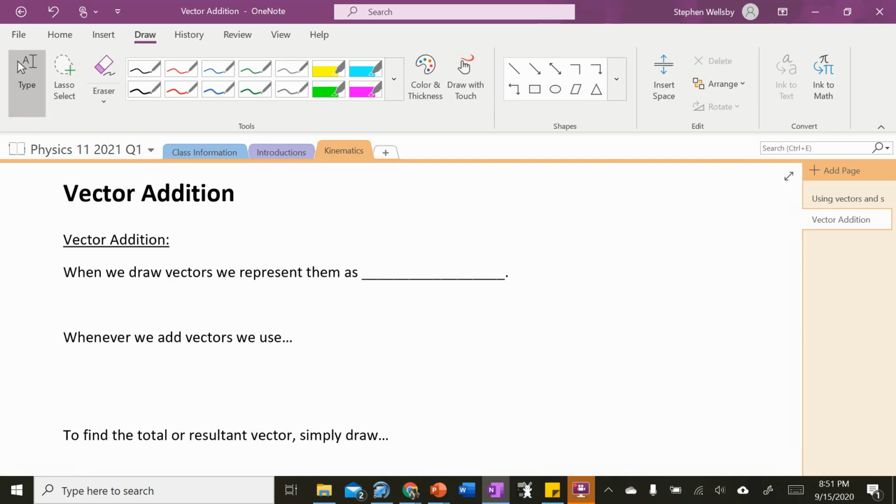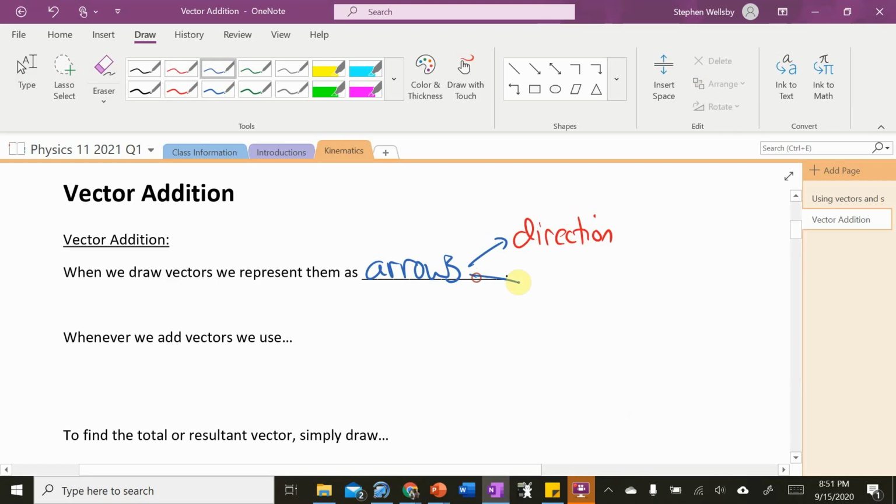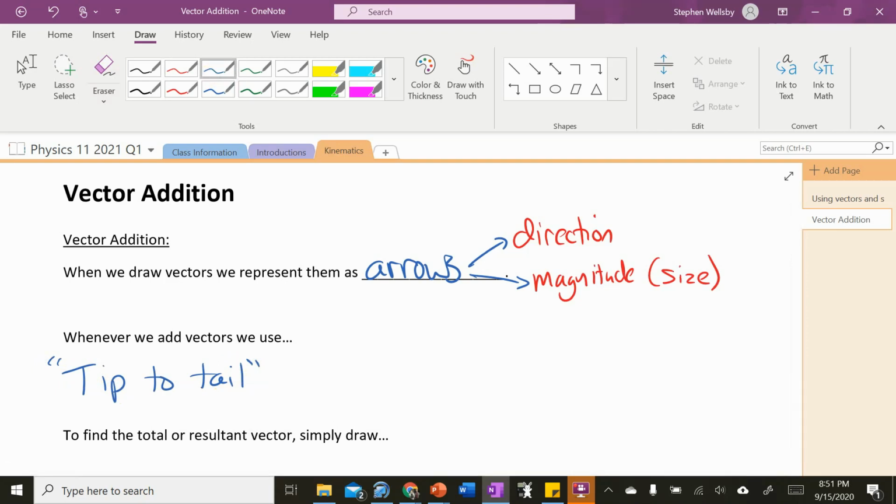So remember, when we draw vectors, we represent them as arrows. And in this case here, the direction is given by the direction of the arrow. And we also have the magnitude, which is given by the size of the arrow. The longer arrow represents a larger magnitude, larger force, larger distance, etc. Now, whenever we add vectors, we use something you're going to hear many times, which is we add them tip to tail. So what I mean by that is when we have two vectors.